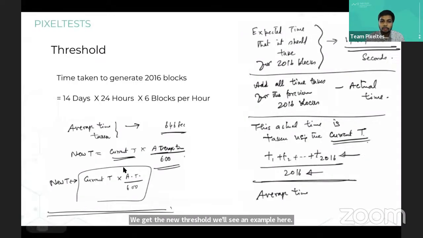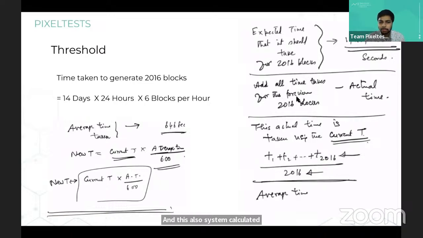Now, what is the average time taken? It is the average time taken to generate 2016 blocks. Normally the average time taken to generate the 2016 blocks is always used. If you see here on the right side, for example, there are 2016 blocks; the addition of all the times from the beginning till 2016, divided by 2016, gives you the average time. That is how you get the average time, and this is also system calculated.